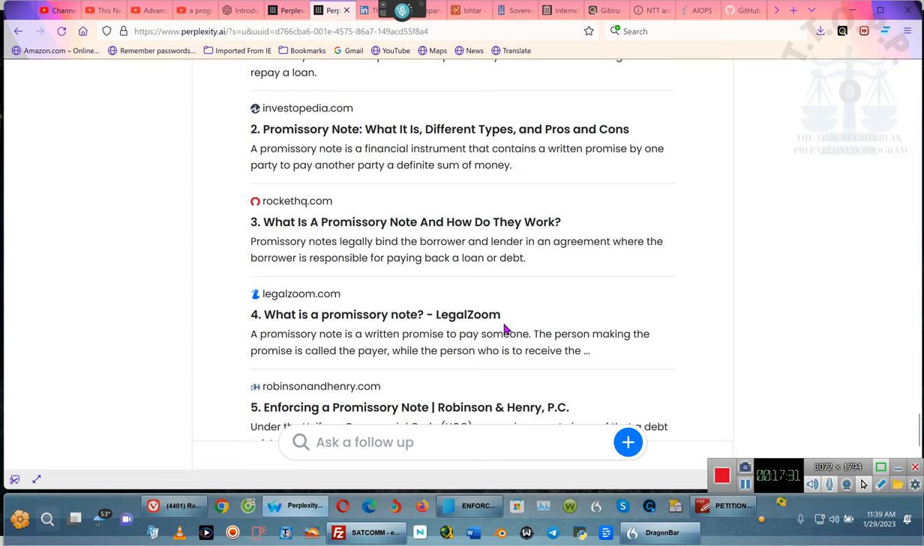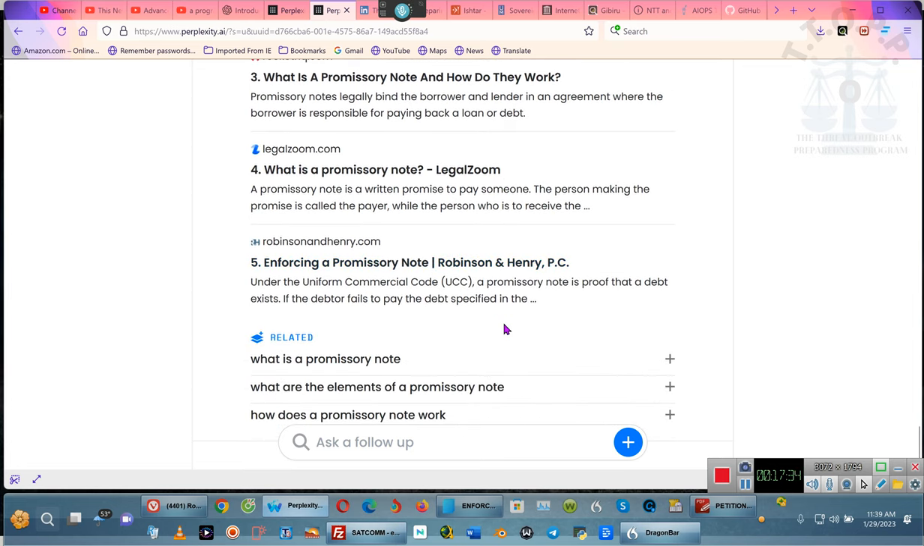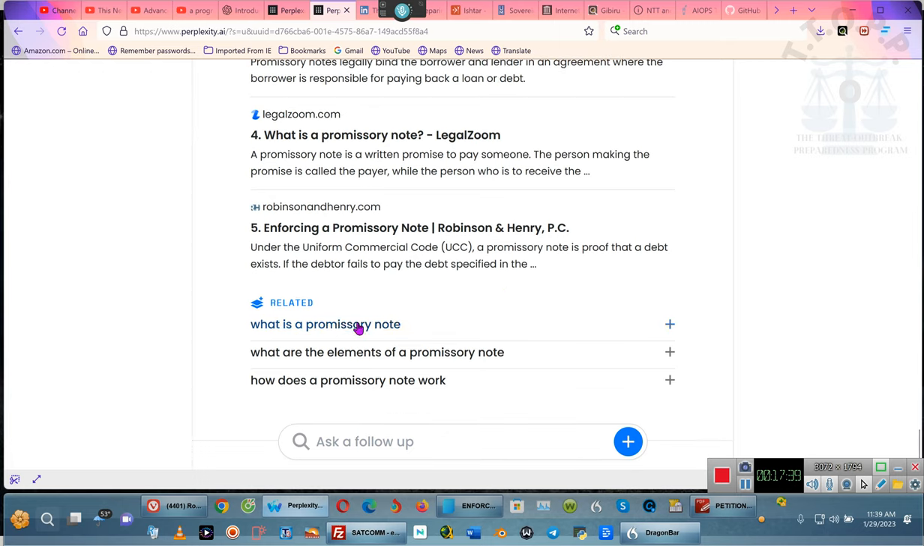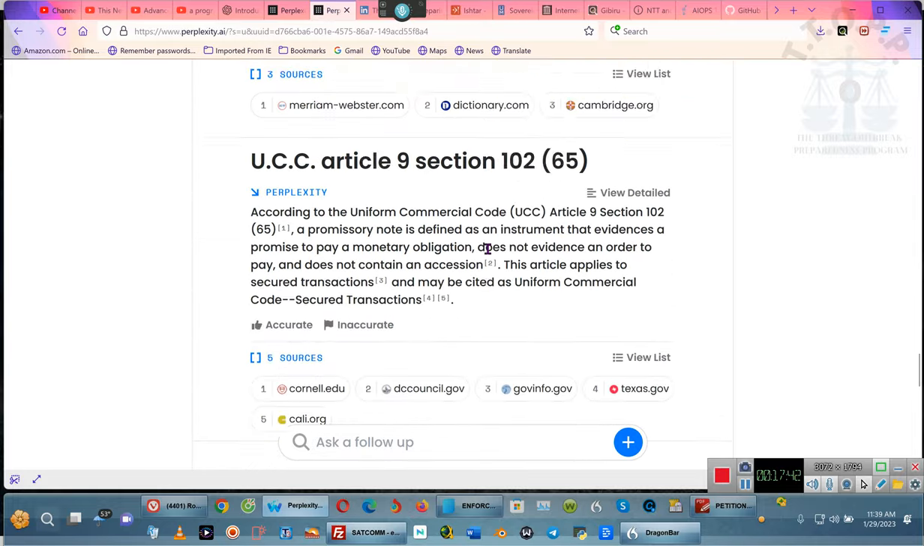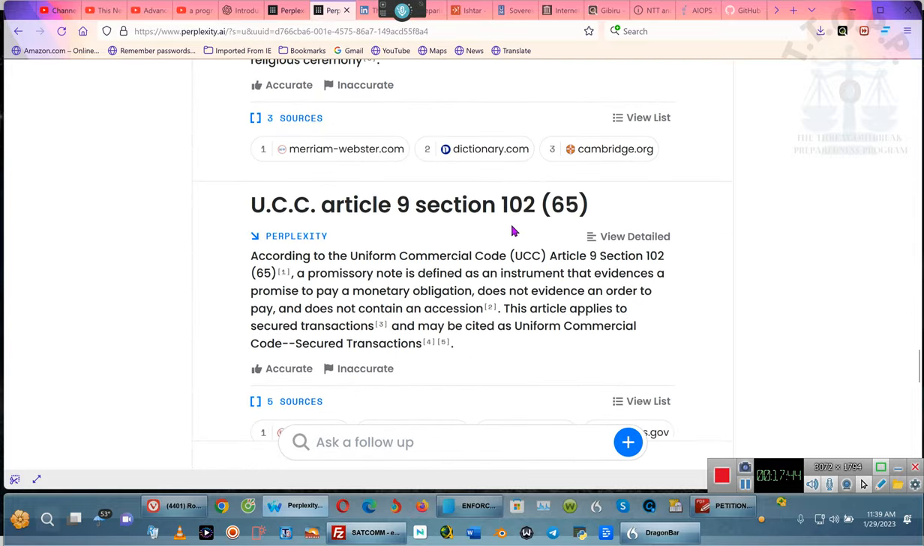Okay, but we didn't ask what a promissory note was. We asked what a promissory note was not. See, it keeps talking about what is, what is, what is. So I want you to understand, under the Uniform Commercial Code, which is adopted, and this is very important that you highlight this, by every state in the union, all administrative agencies must follow the code. Just that simple. There is no other way around it. The states adopted it, so they must obey it.